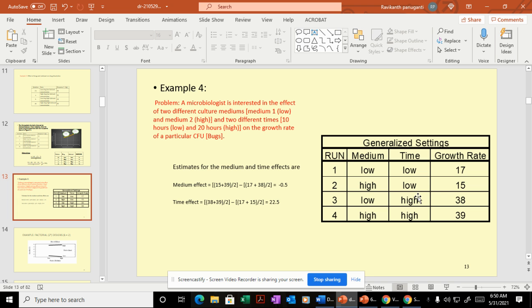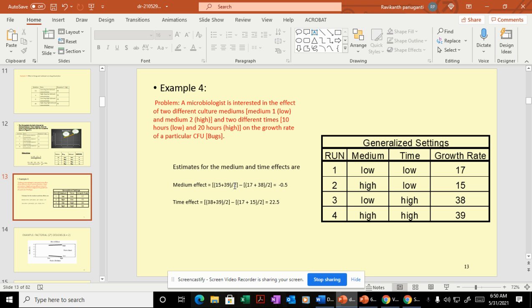You can see here clearly, even when the medium goes from its lowest to its highest, there is a negative effect. In fact, there is no positive effect. But if you increase the time from lower to higher, you can see very clearly the growth rate is very much higher, a very significant difference. That itself tells us that time is showing a significant effect. And even though the medium is increased from the lowest level to the highest level, there is no use. That is what you have to understand.